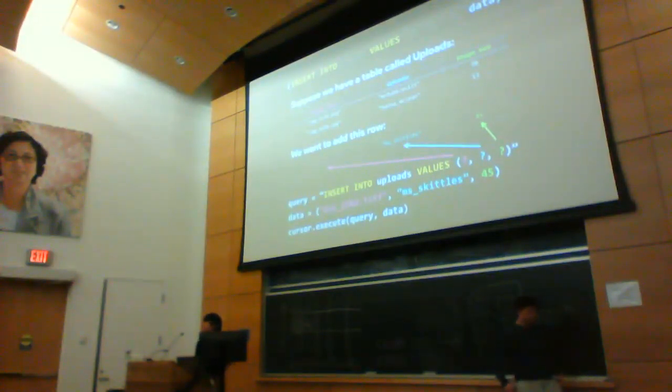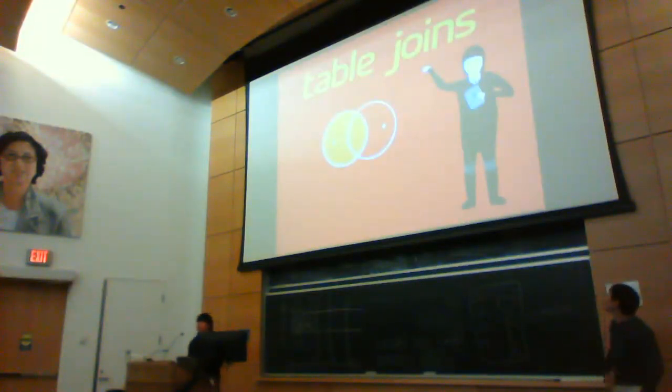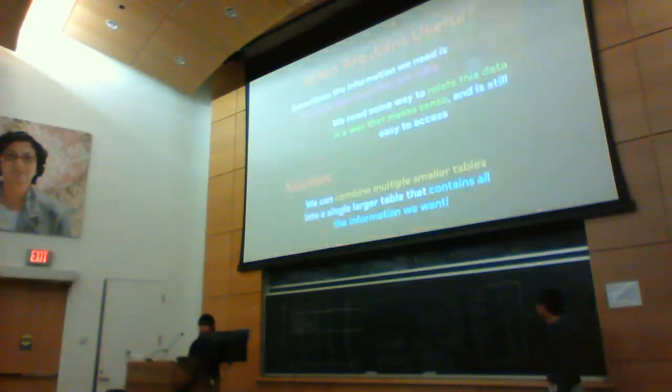Okay, so it seems like that's it for this part. Our last topic that we really talked about is table joins. So when are joins useful? Well, joins are useful when we want information that's spread across more than one table. We can't select from multiple tables, but join first. The point of joins is we want to relate this data in some way that makes sense and combine it into one table that we can perform a single search on.